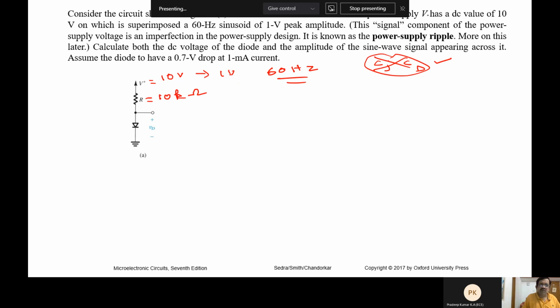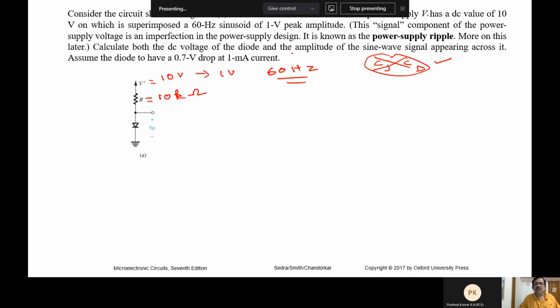So 60 Hz, 1 volt with respect to the DC 10 volt. That is only 10% variation. This signal component, as I told you, has ripples. More on this later. Ripple is the disturbances, the small incremental changes that happen, so you don't get a steady state power supply. Rather, there are ripples superimposed on this DC value. For now, it is enough to understand that.